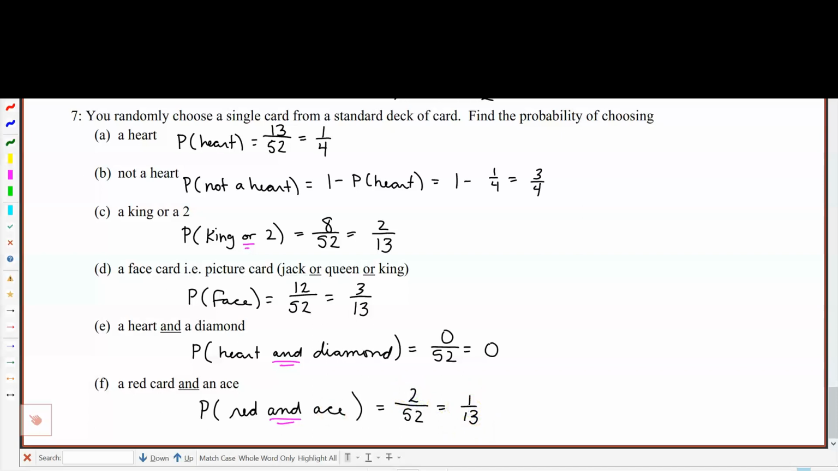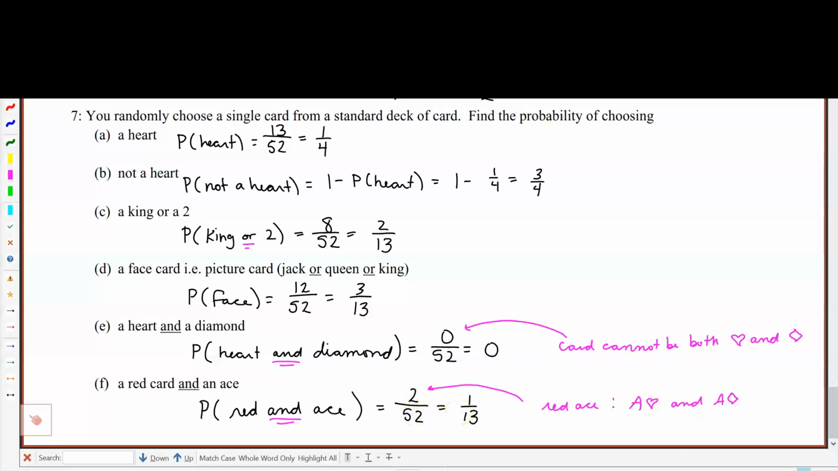So what's going on here is a card cannot be both a heart and a diamond. That's why this count was 0. But this count is 2 because you have your red aces. You have your ace of hearts and you have your ace of diamonds. Those satisfy both being a red card and being an ace. So that's where the 2 comes from out of your 52 cards total.